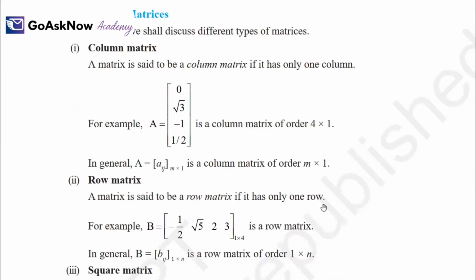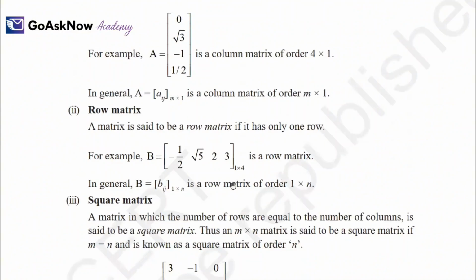Okay, a matrix is said to be a row matrix if it has only one row. For example, this is a row matrix. You can see it has only one row here. In general, B is a matrix which has the representation of elements as Bij, where 1 cross n is the representation of a row matrix. Order is 1 cross n.